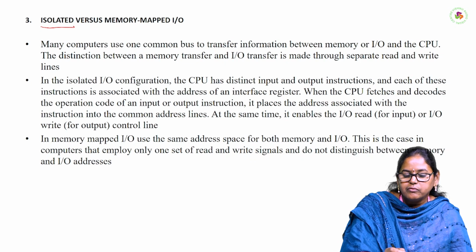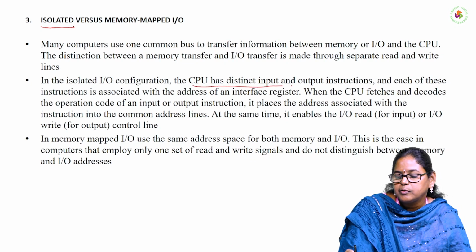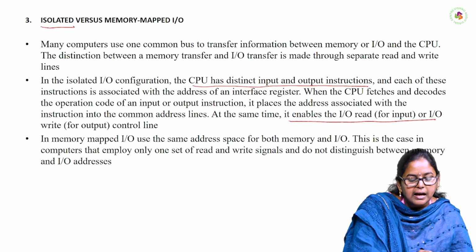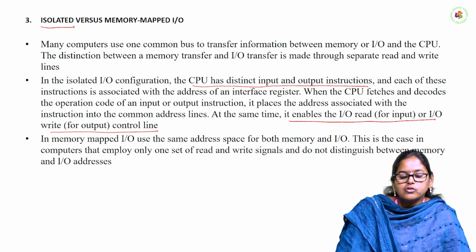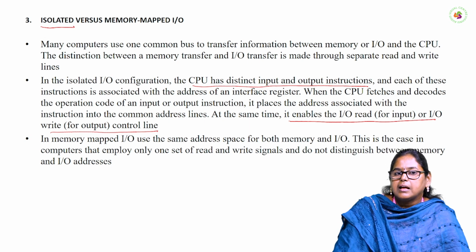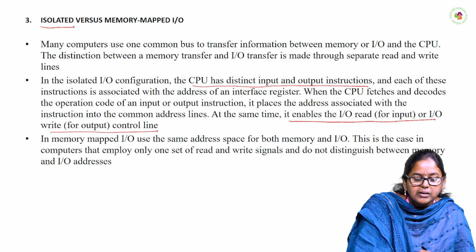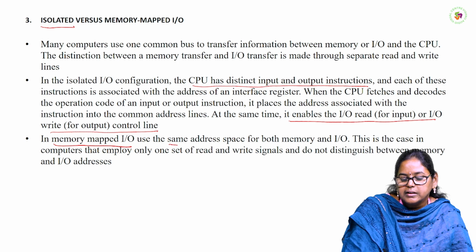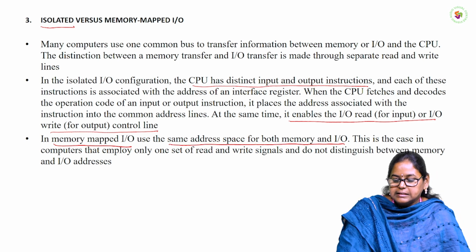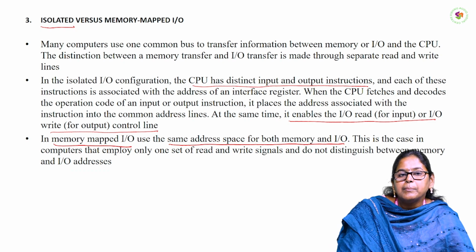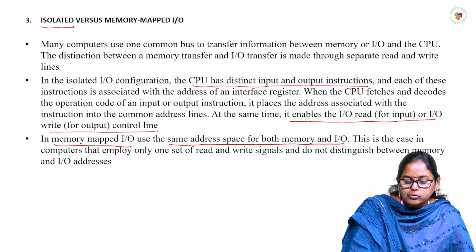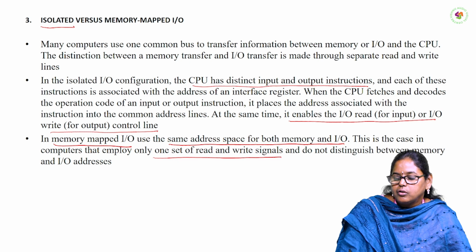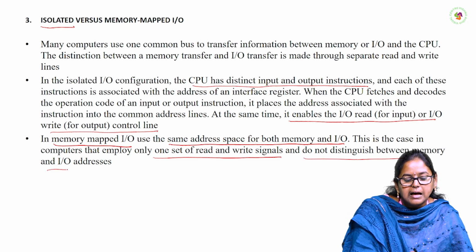So here you can see, when we go with the isolated, the CPU has distinct input and output instructions, and it enables different IO read and IO write control lines. Even when it wants to communicate with the memory, it enables different memory read-write signals. But when we come to memory mapped IO, it uses the same address space for both memory and the IO. It is not the isolated one. So it uses only one set of read-write signals, and we do not distinguish between the memory and the IO addresses.